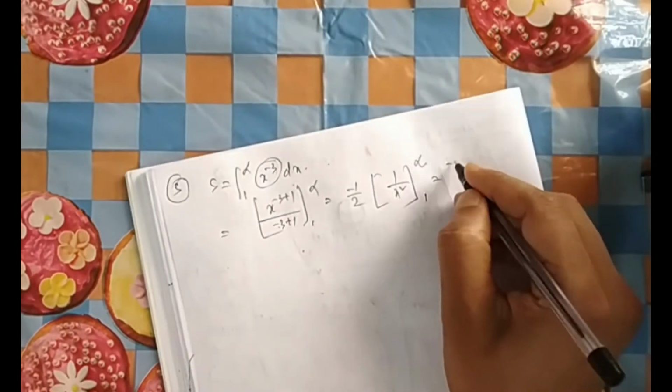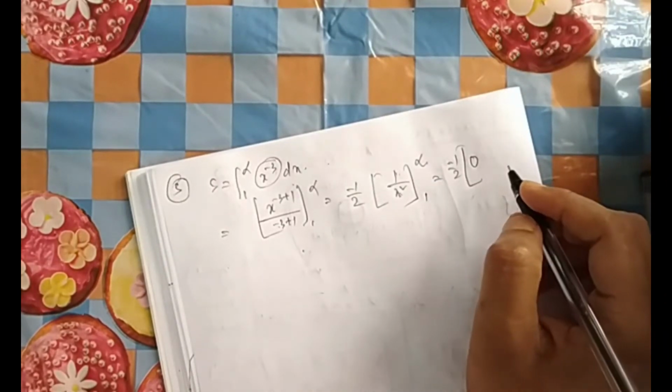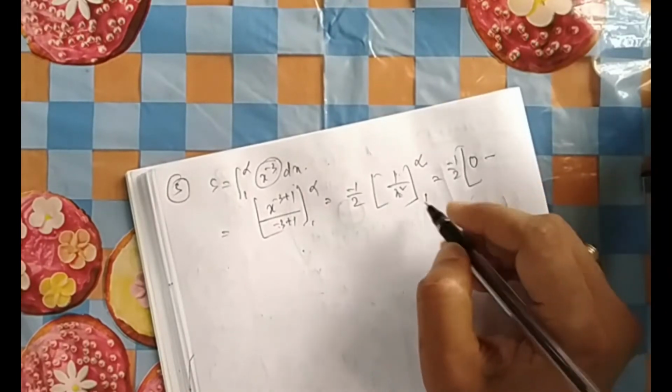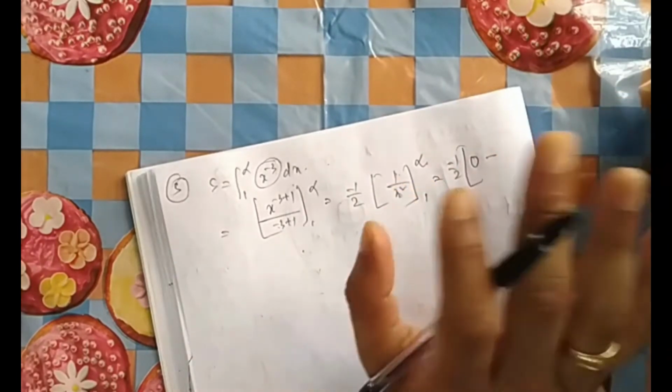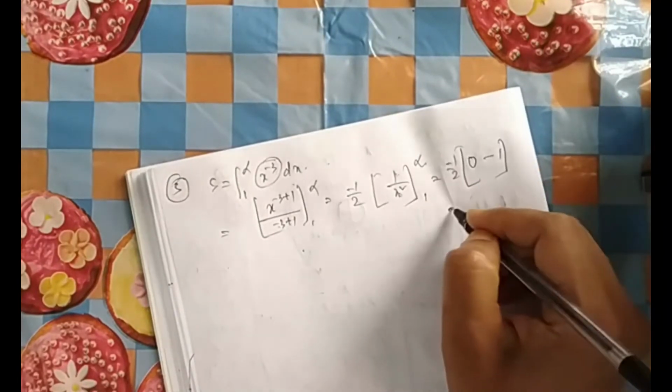Now you put. So if you put infinity, 1 by infinity is 0. Something divided by infinity is not an unknown number. Something divided by a very big number will always be 0. 1 by infinity. Infinity is in the denominator, then you are on the safe side, no issue. So something divided by infinity will give you 0, minus 1. So answer is half.